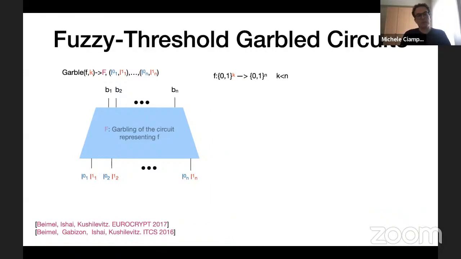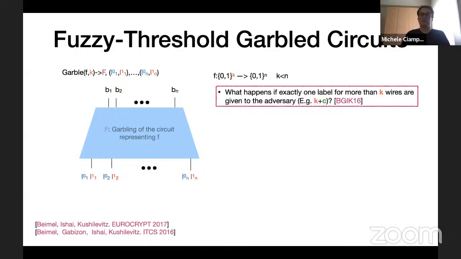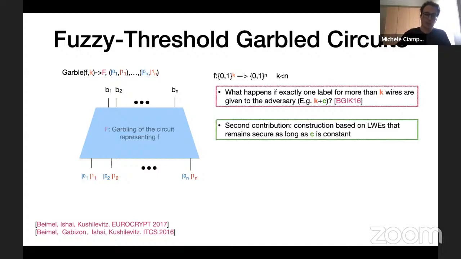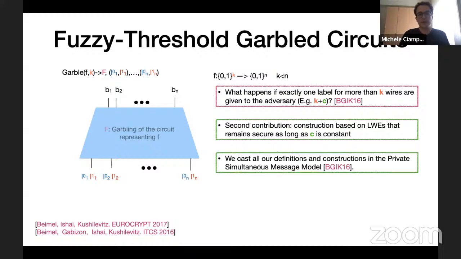The second contribution: we consider a notion that was introduced by Baimel et al., where the number of labels that might be available to the evaluator or to the adversary is not just k, but is k plus some c, for example. So what we do is study the case where this c is a constant, and we show that, first of all, our positional secret sharing scheme has a stronger notion of security. And then combined with the LWE assumption, we show a scheme that remains secure even if the evaluator gets not just k labels, but k plus c labels, where c is an arbitrary constant.